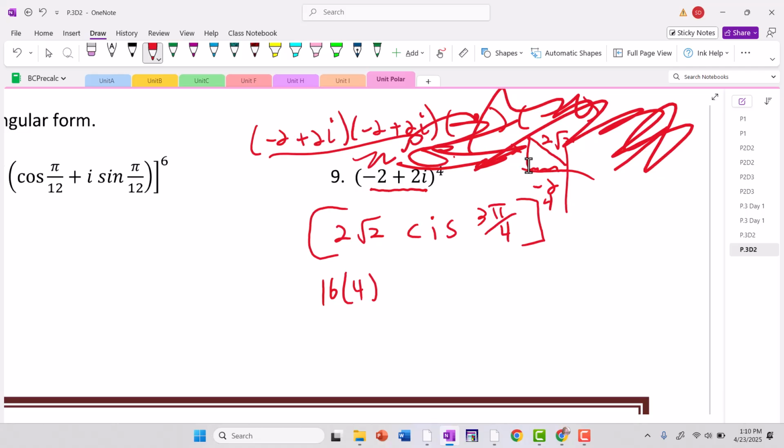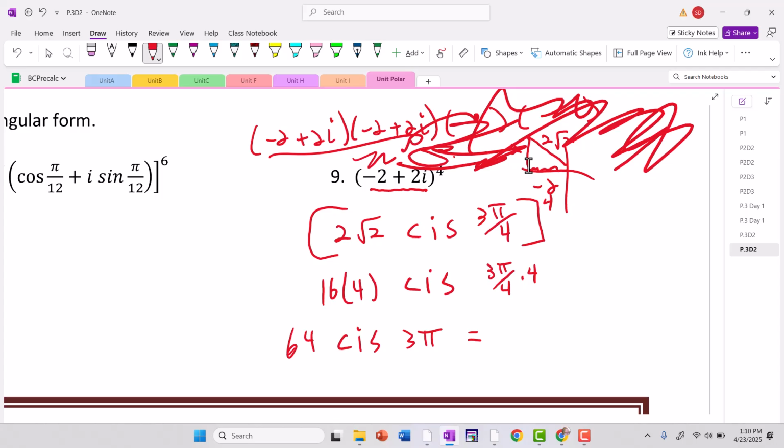So I was kind of breaking that down. And then cis 3 pi over 4 times 4, which is simple. So that's 3 pi. So this answer is 64 cis 3 pi, which is, I'm not going to write this out. What's cosine of 3 pi? Negative 1, because it's the same thing as cos pi.